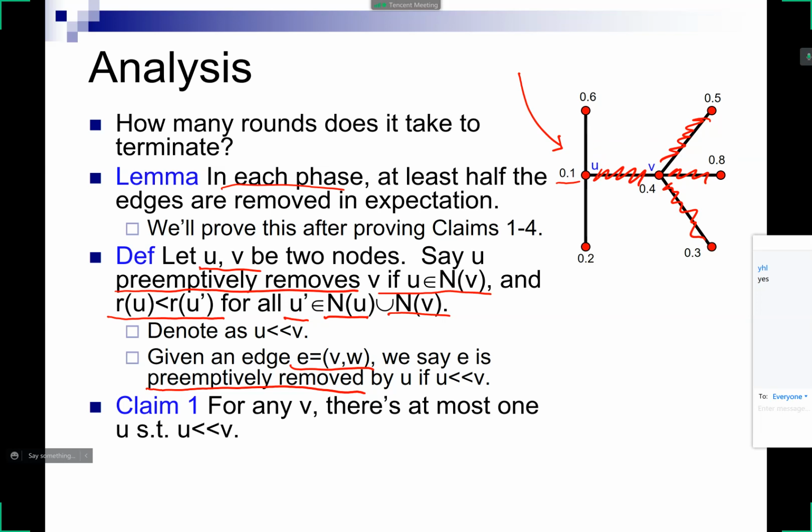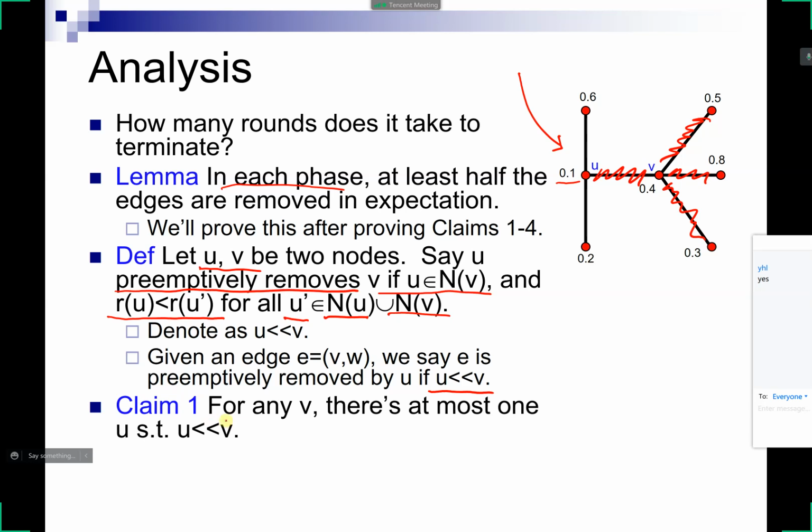So that's the definition of preemptively removes, and we're going to write it this way. If u preemptively removes v, we're going to write u double less than v. We're just going to use that notation. Now we're going to prove several claims.